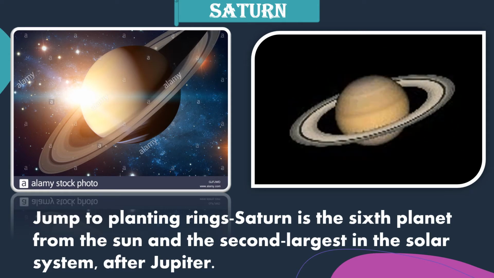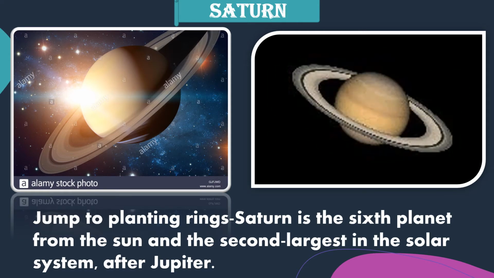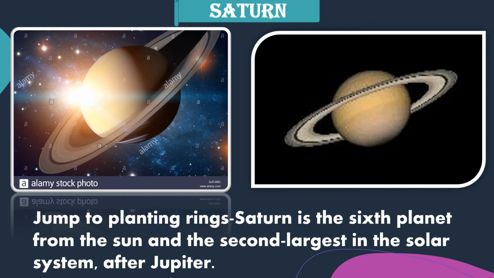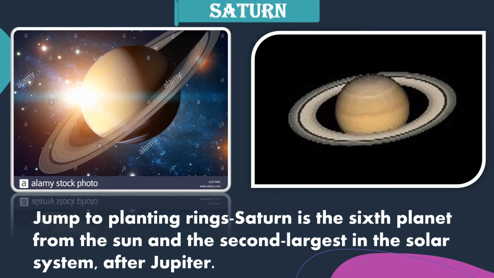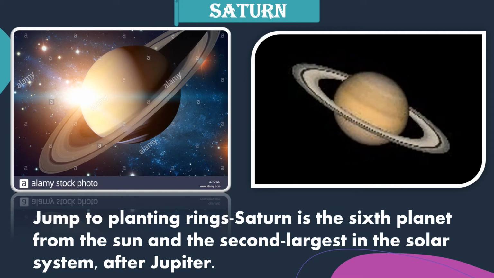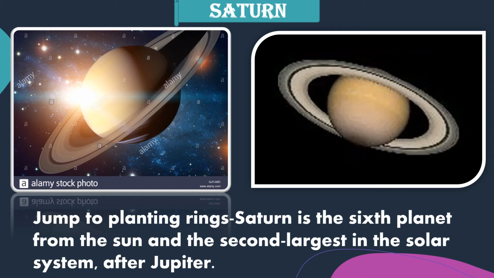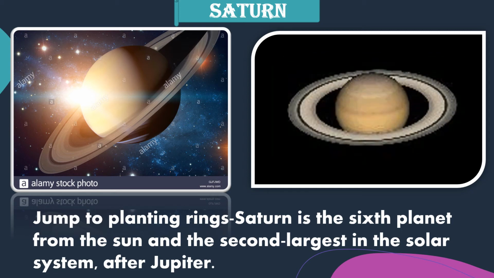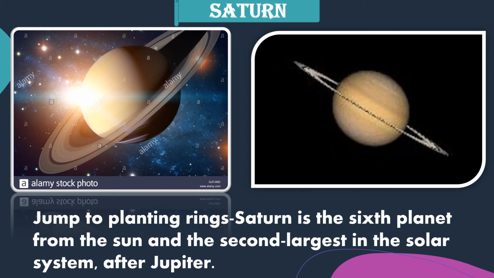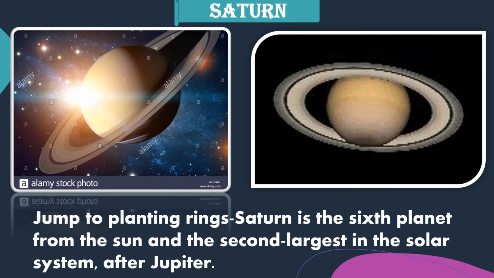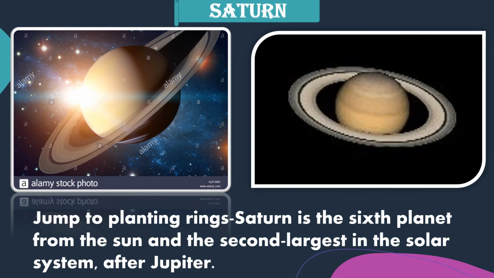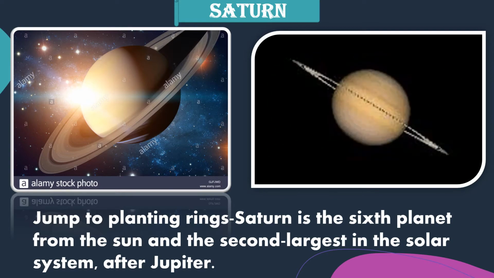Jump to planetary rings. Saturn is the sixth planet from the Sun and the second largest in the solar system after Jupiter. Adorned with a dazzling system of ice rings, Saturn is unique among the planets. It is not the only planet to have rings, but none are as spectacular or as complex as Saturn's.